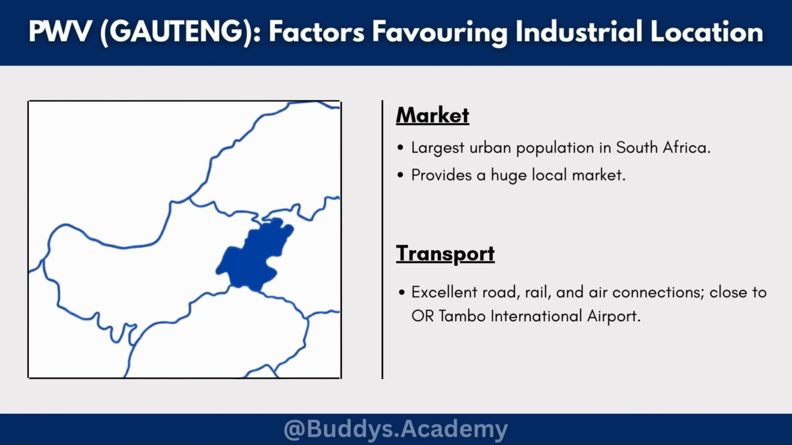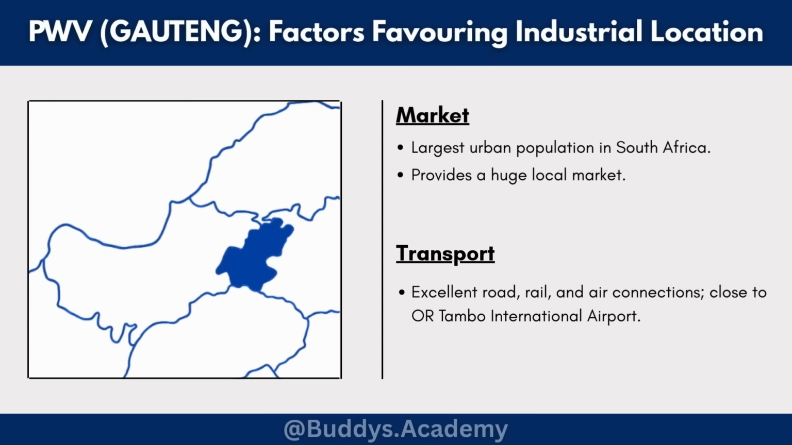Now, when we're looking at your PWV region in Gauteng, we're going to be looking at the factors that are going to favor industrial location. We're going to be looking at the factors that are going to hinder development, and we're going to be looking at the main industrial activities at each area. So with your factors that are going to be favoring industrial location, firstly, it's going to be market, right?